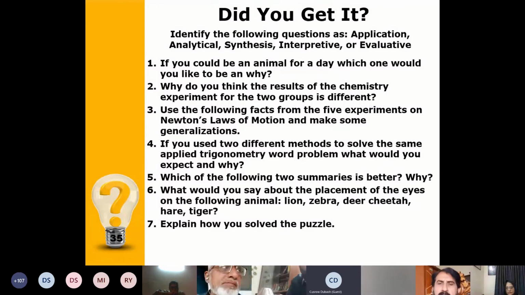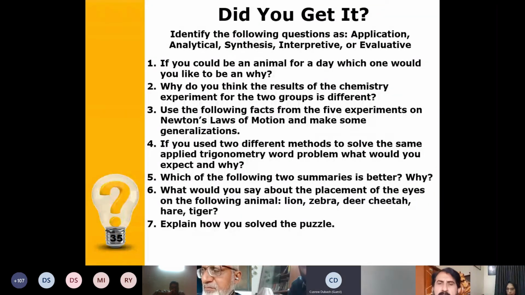Number 1. If you could be an animal for a day, which one would you like to be? Oh, sorry, and why? And why? Okay, so what type of question is this? Number 2. Why do you think the results of the chemistry experiment for the two groups is different? Two groups did a chemistry experiment, their results are different. Why?